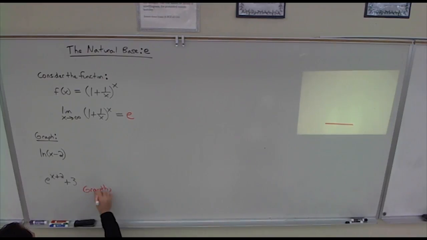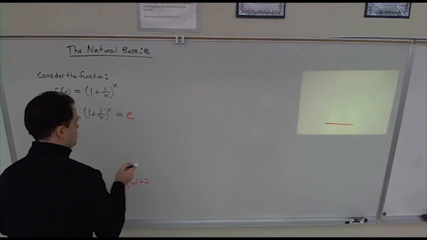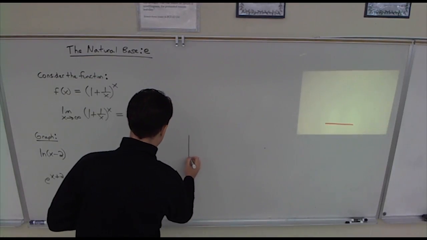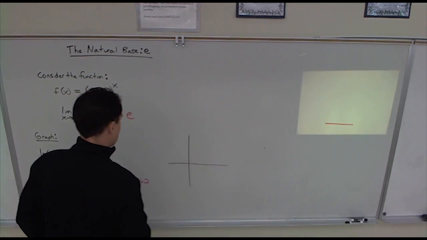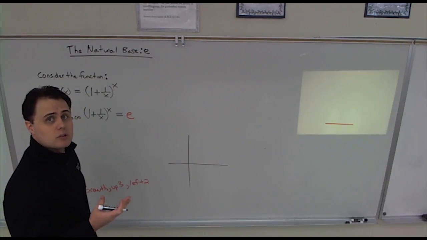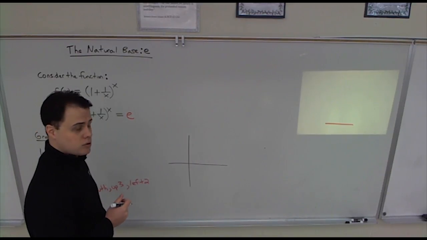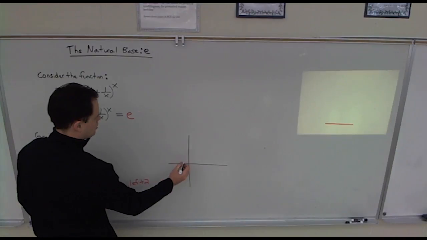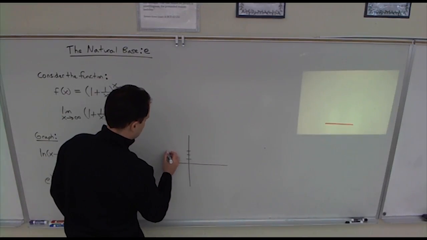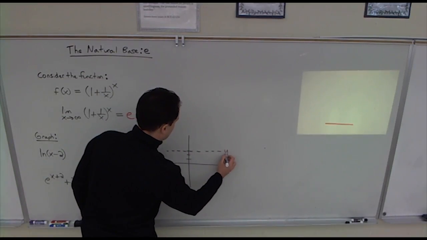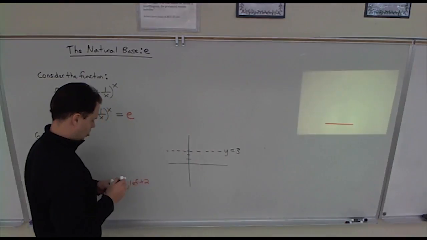It's been shifted up 3 because of that 3 outside, and it's been shifted, this is inside, so that's left by 2. So I'm going to sketch it and drop a couple points. So here we go. So remember, exponential functions, we always start with the asymptote if it's been moved. Since it's up 3, it's going to shift the asymptote from 0 up to 3.